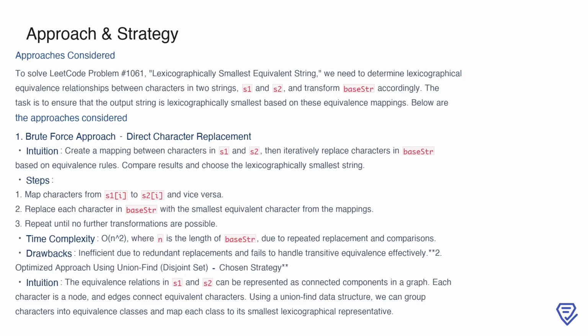It is computationally expensive, as repeated replacements lead to a time complexity of O(n squared), and it struggles to handle transitive equivalence effectively. To address these inefficiencies, we turn to the optimized union find approach, which treats the problem as a graph of connected components. This strategy allows us to group equivalent characters and determine their smallest lexicographical representative efficiently.